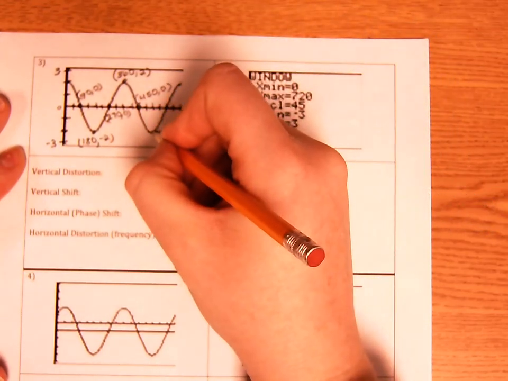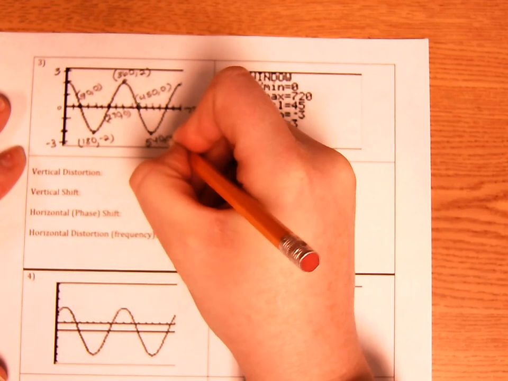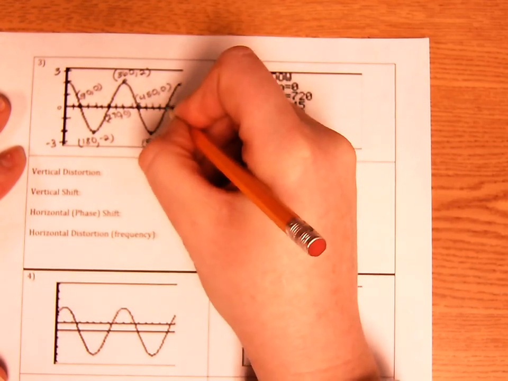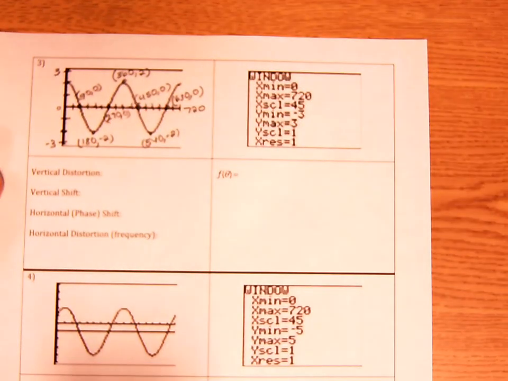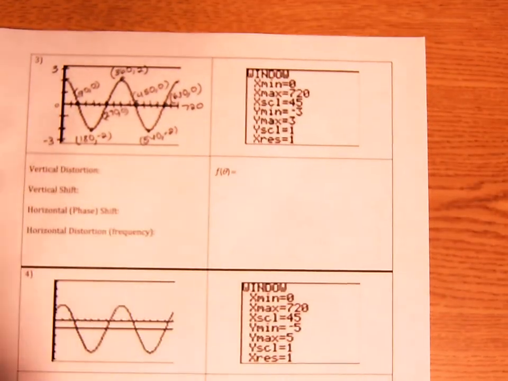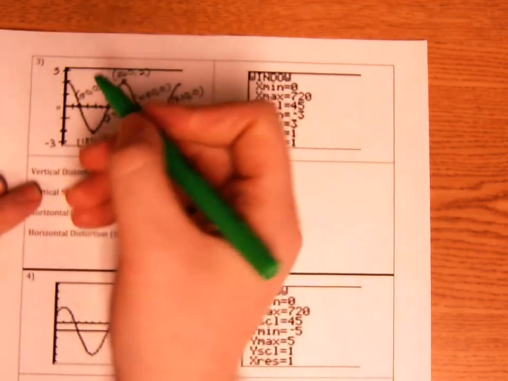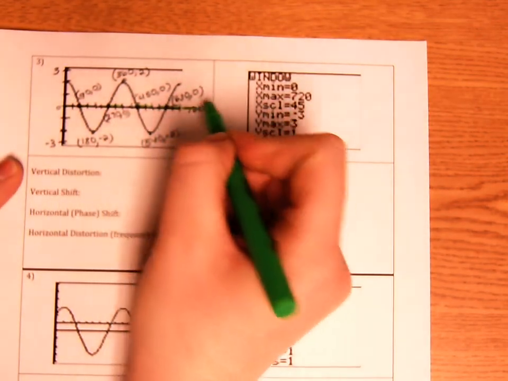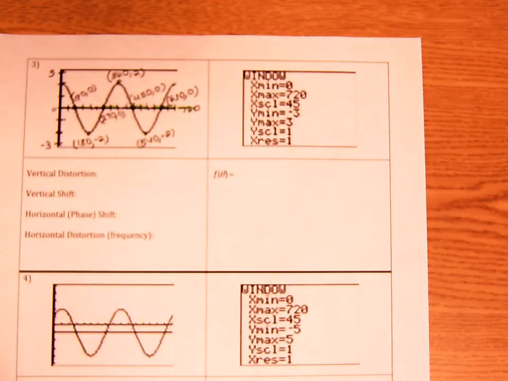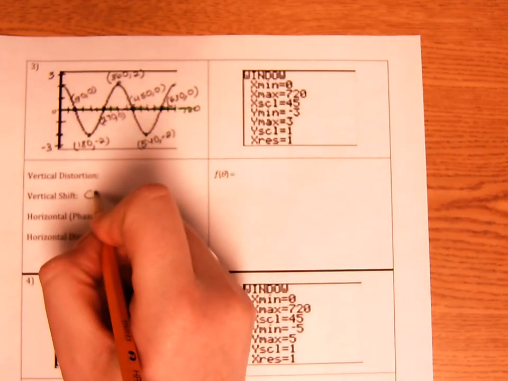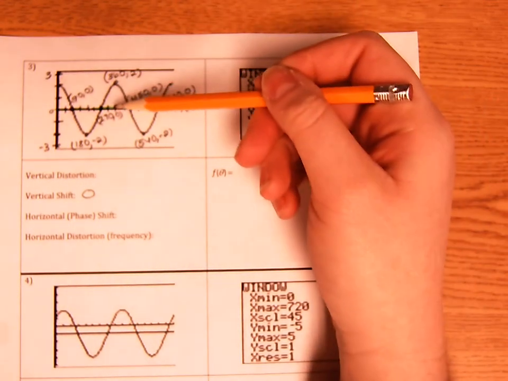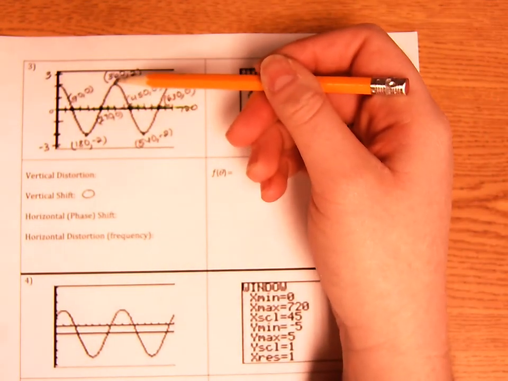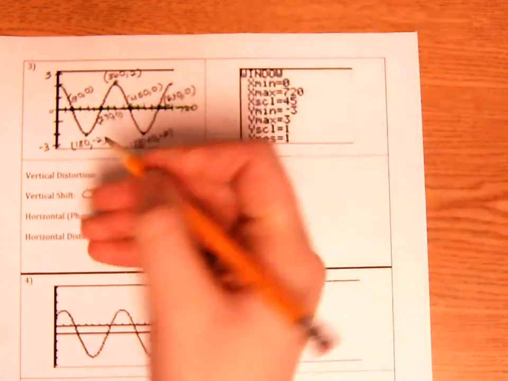And I can continue if I'd like. Down here would be 540, -2. Up to here would be 630, 0. So let's start with our vertical distortion in relation to our center line. So remember, our center line again is just at y equals 0. So there is no vertical shift. That would just be 0. Our vertical distortion, if we look at the distance from our center line up to that maximum point, or from our center line down to the minimum point, is 2.